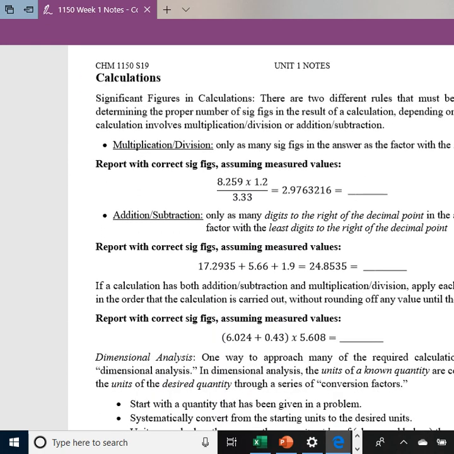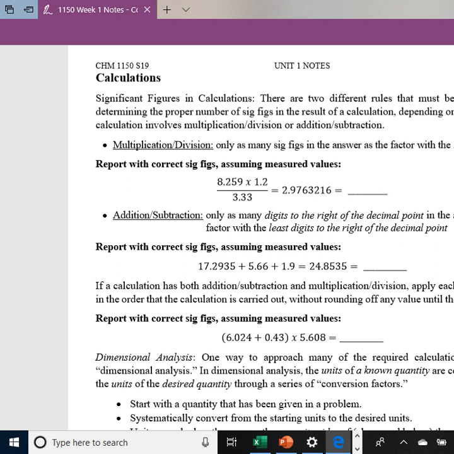When doing calculations, significant figures are very important because they'll actually sometimes dictate whether or not you're going to get the right answer. So there are 2 different rules that have to be applied for determining the proper number of sig figs in the result of the calculation, depending on the kind of calculation that you're going to do. So the 2 rules are going to be multiplication and division, and then a different rule for addition and subtraction. The multiplication and division rule is the more common one. It's probably the one that you're familiar with already. There can only be as many sig figs in the answer as the factor with the least number of sig figs.